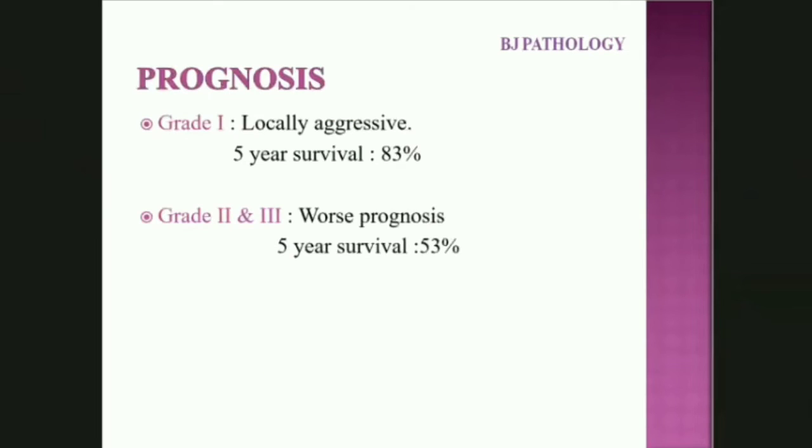So grade 1 is basically locally aggressive with a very good prognosis, having a 5-year survival rate of 83%, whereas grade 2 and grade 3 carry a much worse prognosis.